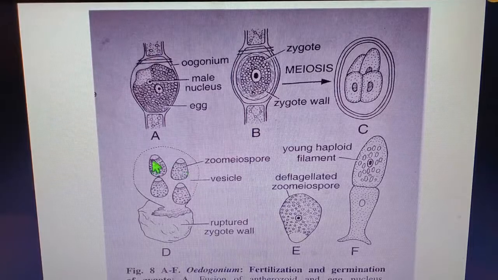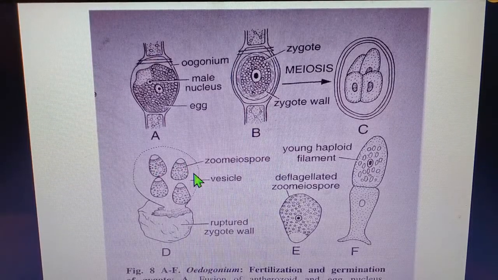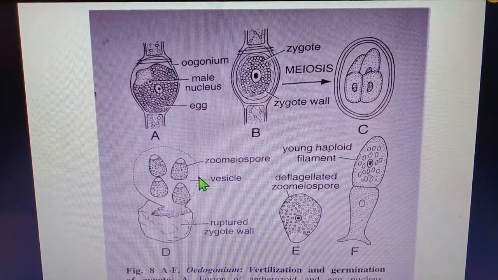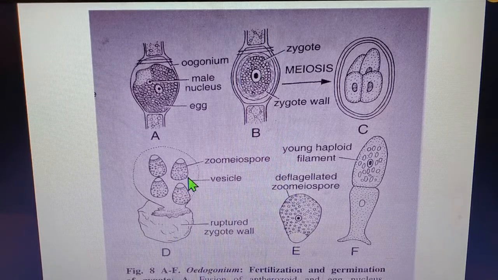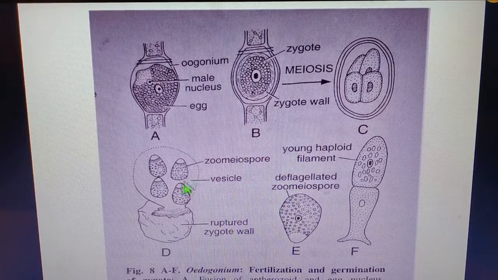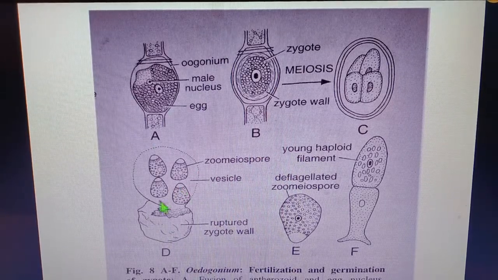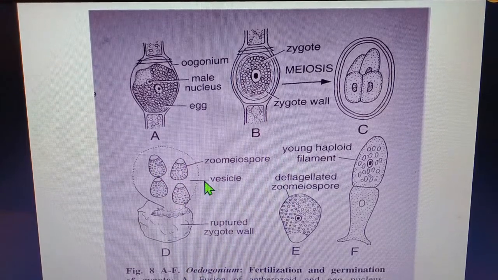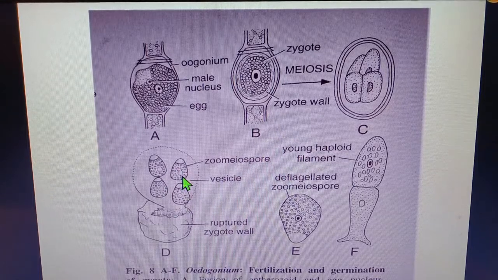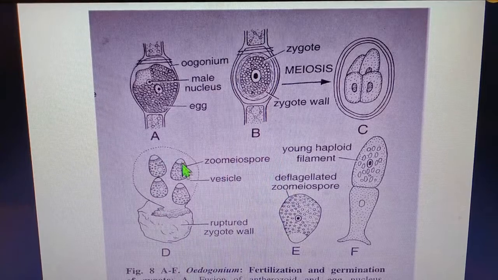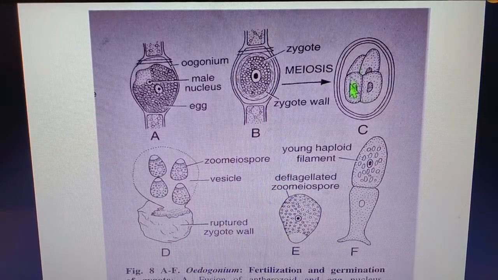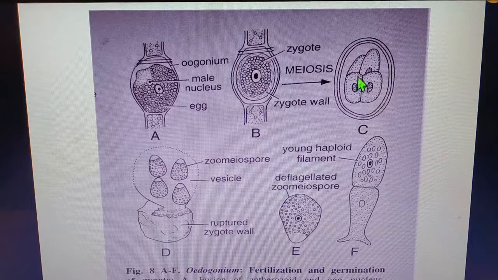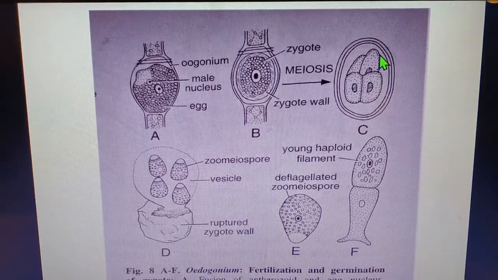Now this dormant state helps the zygote in tiding over the unfavorable conditions. So if the conditions are not favorable for the germination of the zygote, then it will undergo a period of rest, the dormant period. Now suppose the favorable conditions come, then the zygote will start to germinate. So the zygote germinates in favorable conditions, and the diploid nucleus of the zygote divides by meiosis to form 4 haploid nuclei. Now you can see here 1, 2, 3, 4.